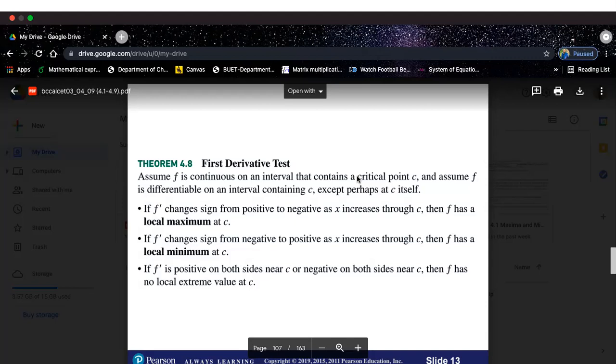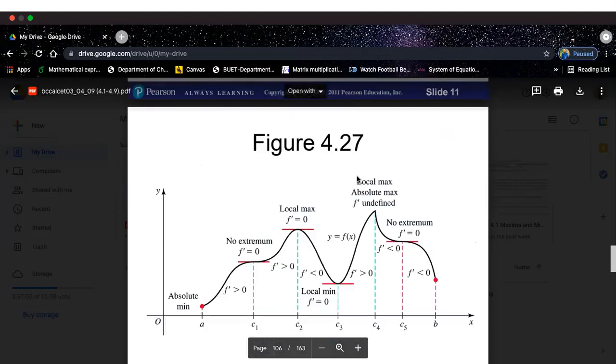Okay, now let's see what the test says. So if the first derivative changes sign from positive to negative as we move to our right, that means as x increases through C, then f has a local maximum. Okay, now what does this mean?